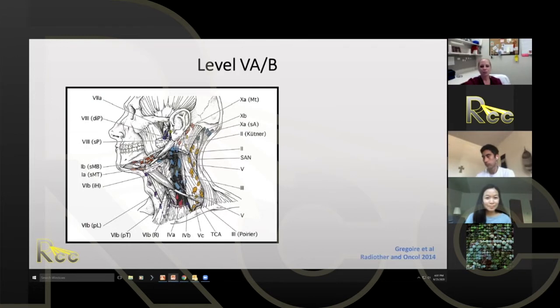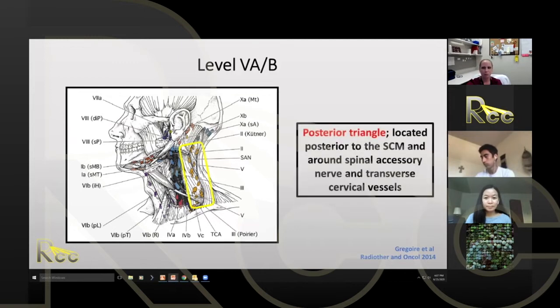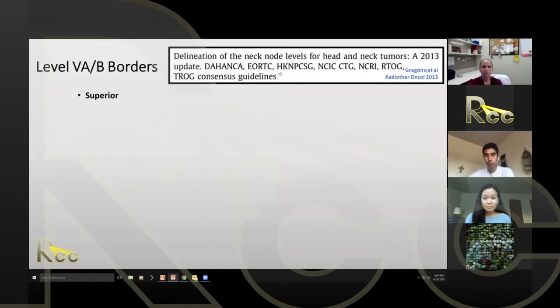So first of all, when we're thinking about the lymphatic levels, level 5, at least levels A and B, which is traditionally what surgeons and radiologists and radiation oncologists have thought of, level 5 is the posterior chain, or the posterior triangle that you learn about way back when you're doing gross anatomy during your first year of medical school. So as a reminder, the posterior triangle is located posterior to the sternocleidomastoid muscle, and especially along the inferior aspect of level 5, it surrounds the spinal accessory nerve as well as the transverse cervical vessels.